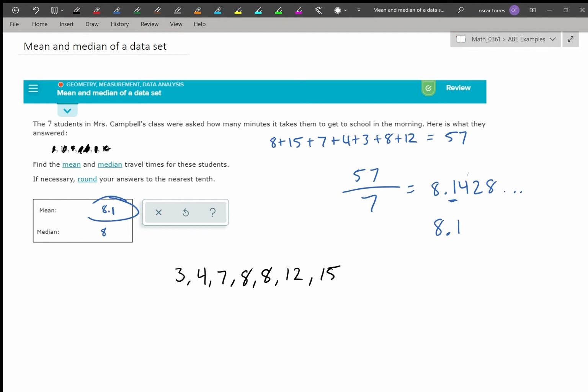So to find the median, we are going to look for the number in the center. But the way I would do that is by crossing out a low number and a high number, a low number and a high number, a low number and a high number. This leaves us with the number 8, and that would be our actual median for this problem.